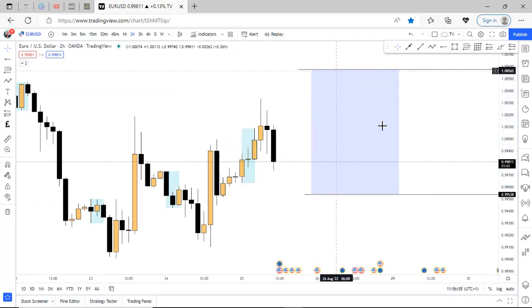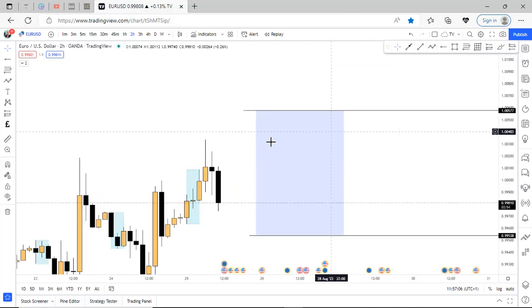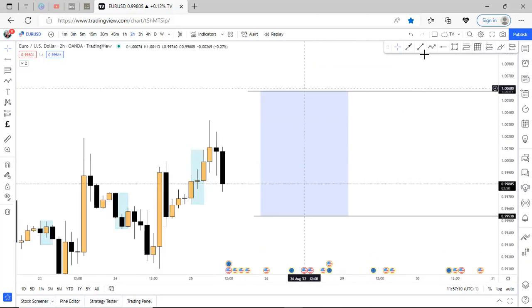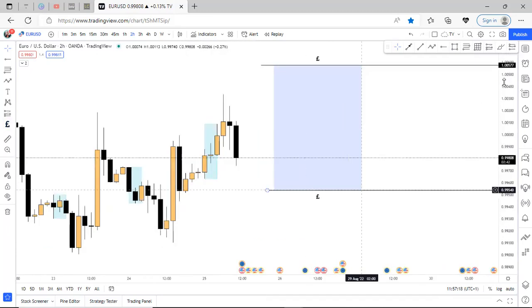Moving back now, the reason why we turn this on is to show us the start and the end of the Asian session. Once you have the Asian session printed on your chart, you know that the top here is the Asian session high, and this becomes the Asian session low.